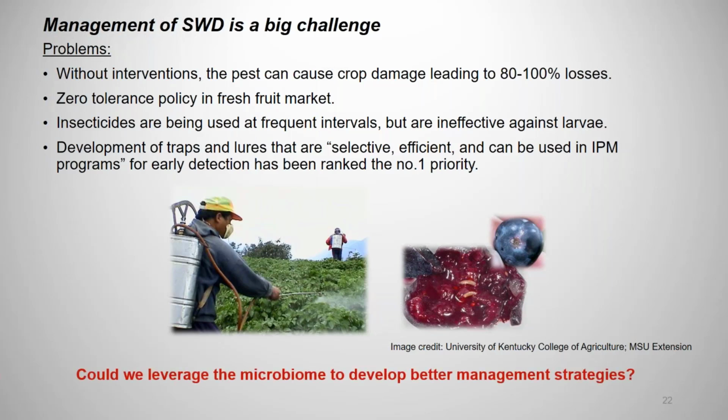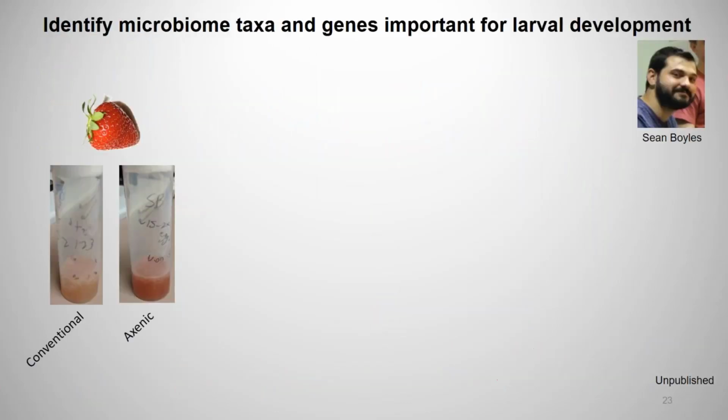So we asked the question, could we leverage some of the microbiome knowledge that we learned from Drosophila melanogaster and also extend some of the new ideas to better manage this pest? So one of the things we are pursuing now is to identify how and why the microbiome promotes larval development for SWD. One of my students, Sean, has been working on this project, looking at the specific bacteria or fungi in SWD that are important for development.